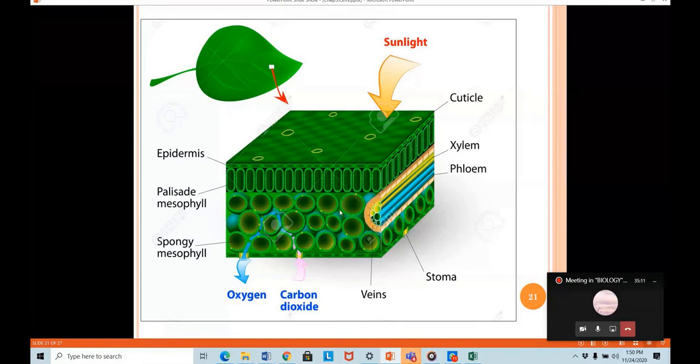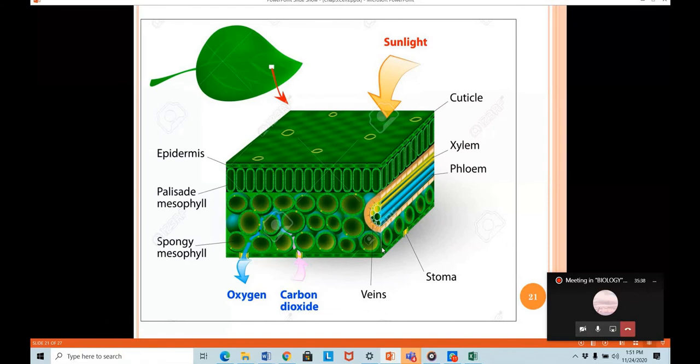Okay ladies, so this is how the structure of a palisade tissue looks in a leaf. And these you see are the xylem and the phloem, as I told you. One of these tissues carries water from the roots, and the other carries the food made by the leaves to the rest of the plant. And these are the stomata, the openings present in the leaf which open out like this.